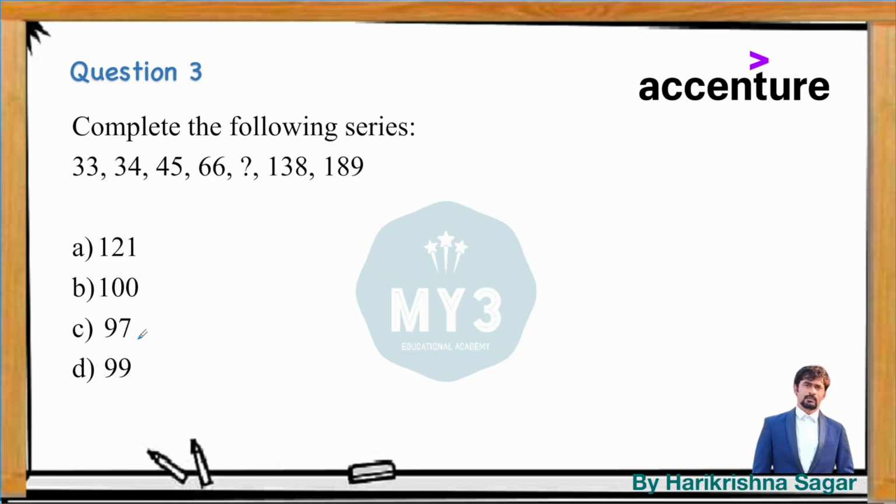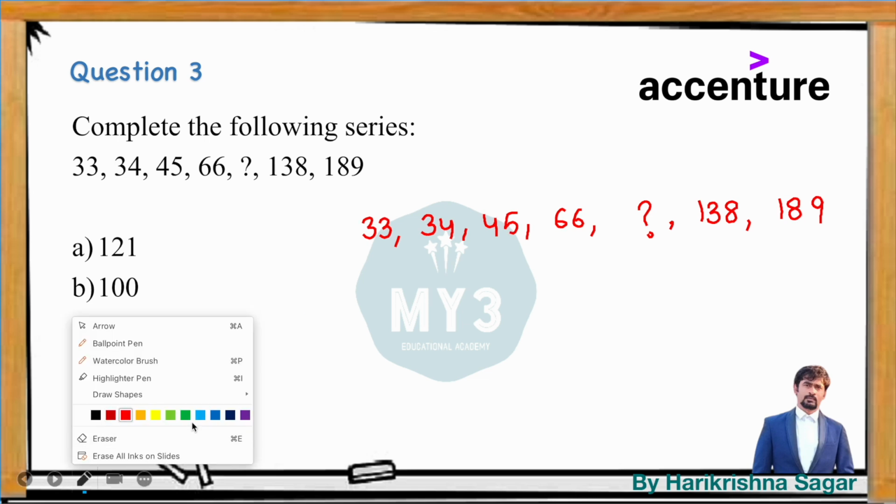Moving forward to the next question. If you observe this question, they gave the series like this: 33, 34, 45, 66, question mark, 138 and 189. So in this, we need to find out the missing term. To find out the missing term, let me go with the difference between the terms here.